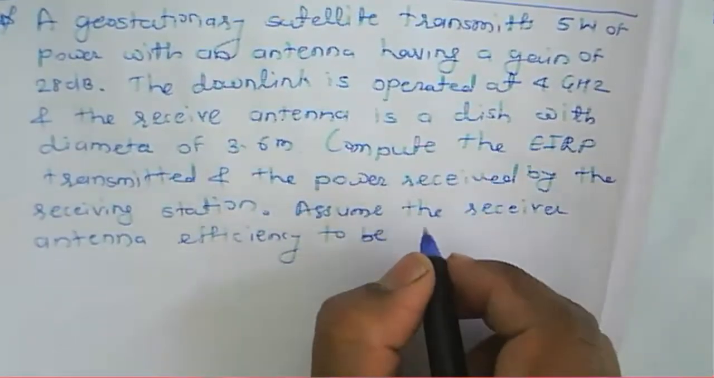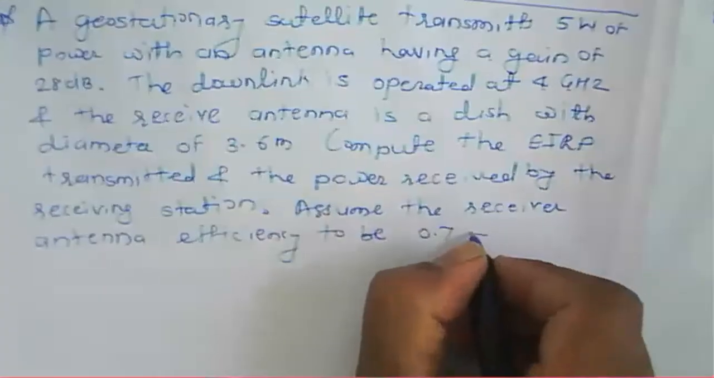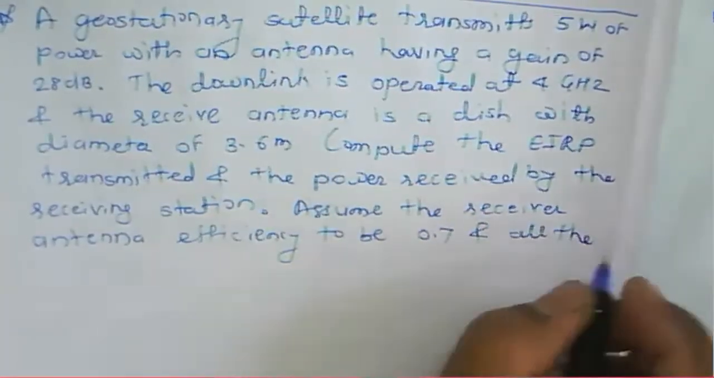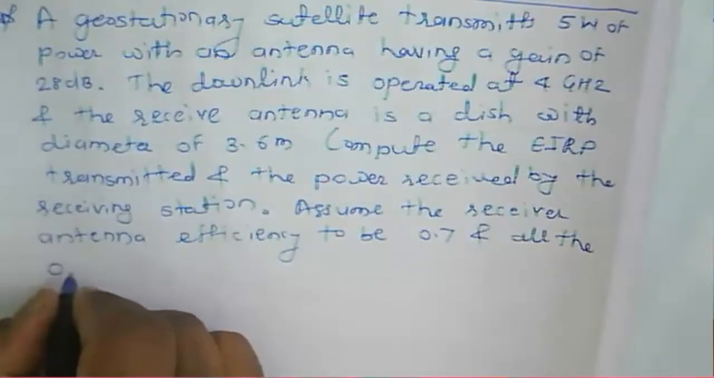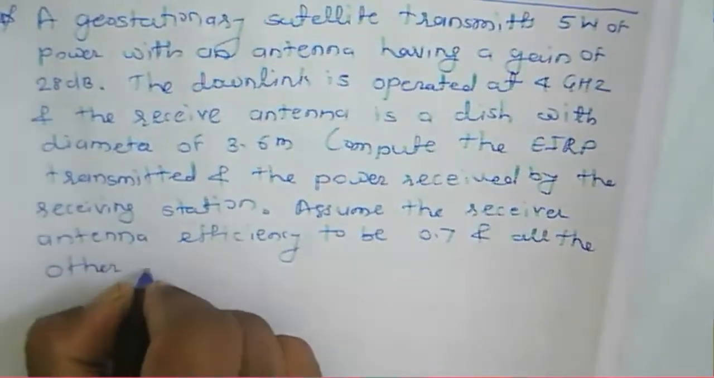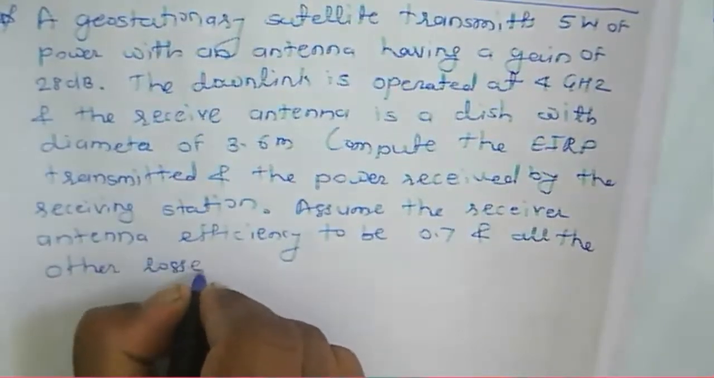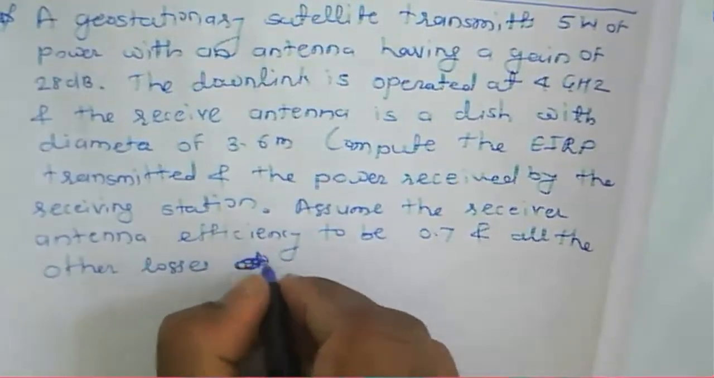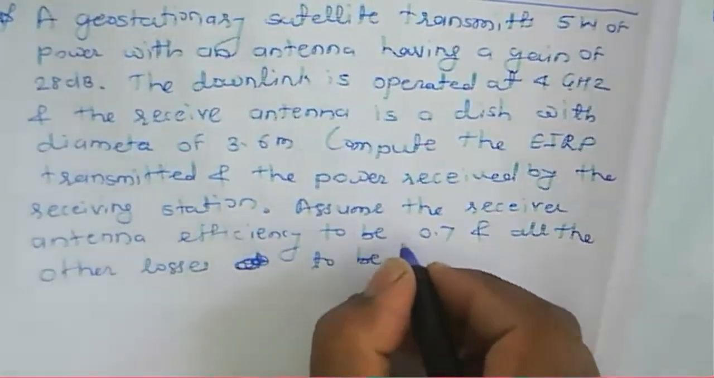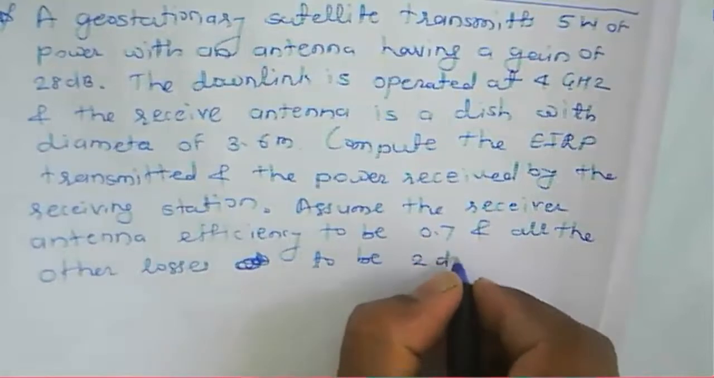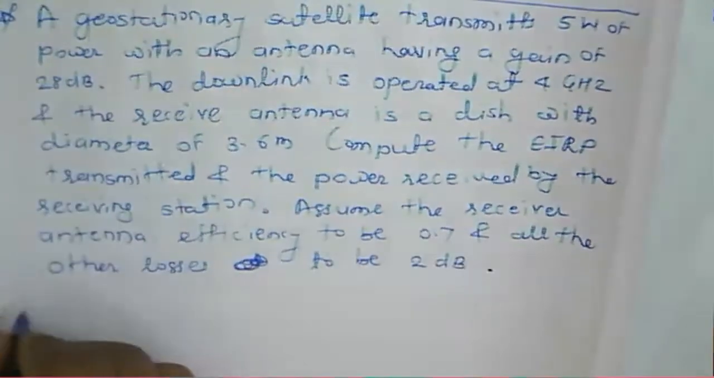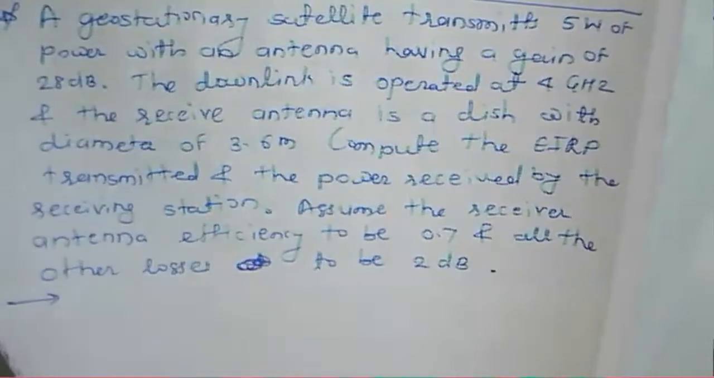Receiver antenna efficiency to be 0.7, and all the other losses to be 2 dB.